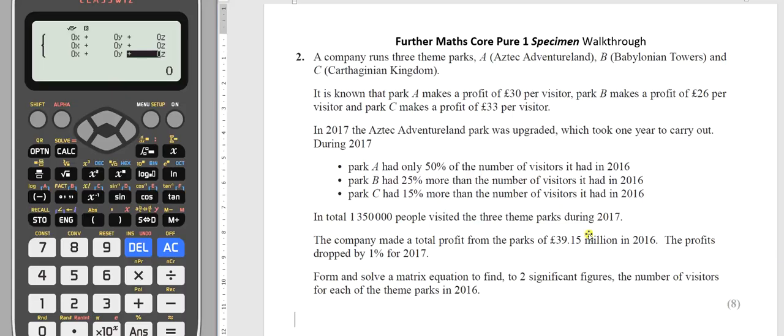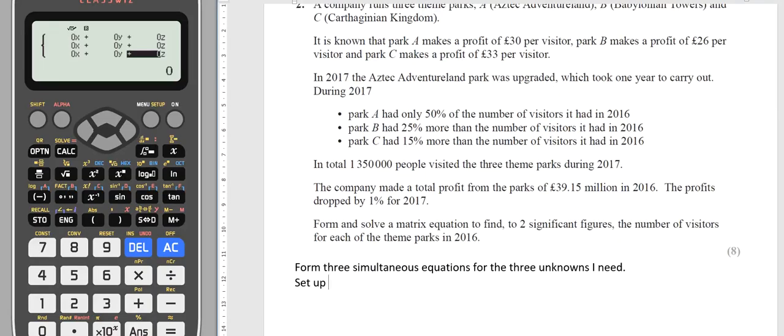My question plan for this question is going to be: form 3 simultaneous equations for the 3 unknowns I need, set up in the form of a matrix equation, and solve the matrix equation to find the unknown values required. So that's what I'm going to do.